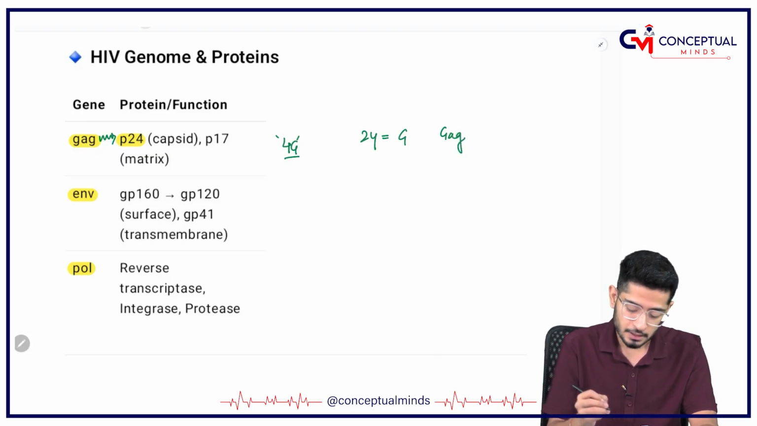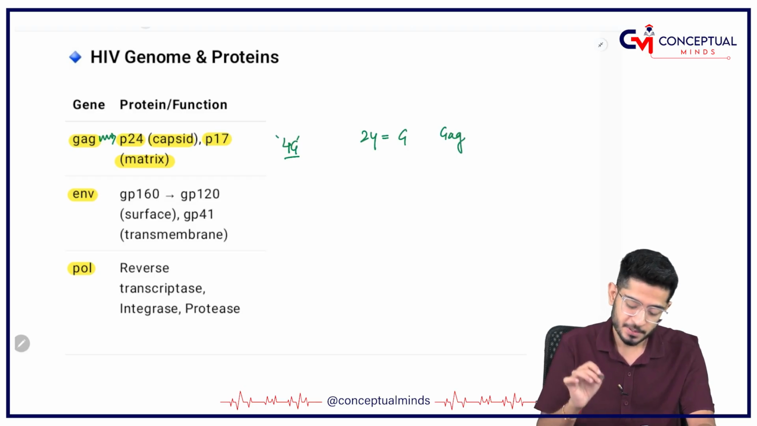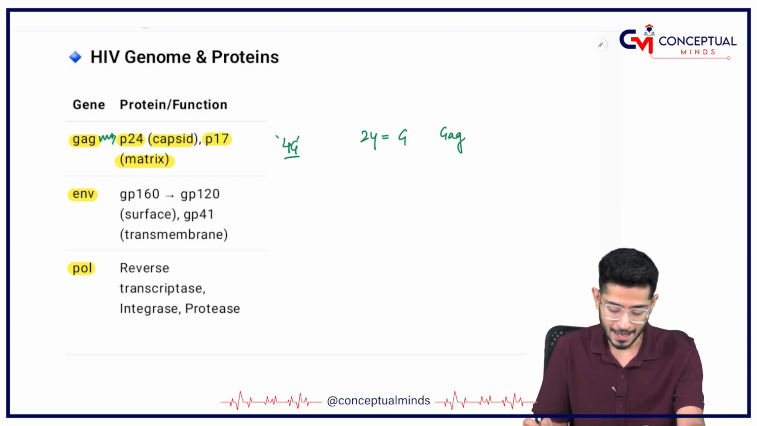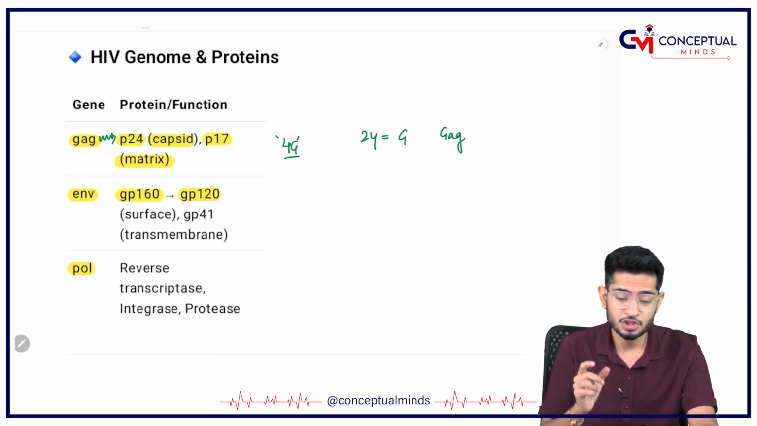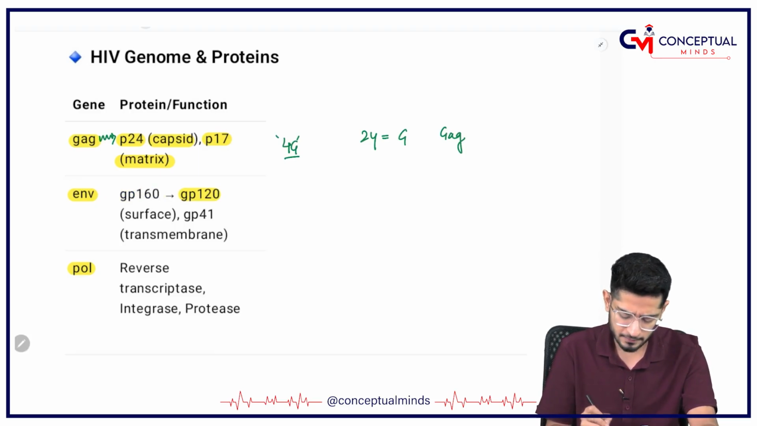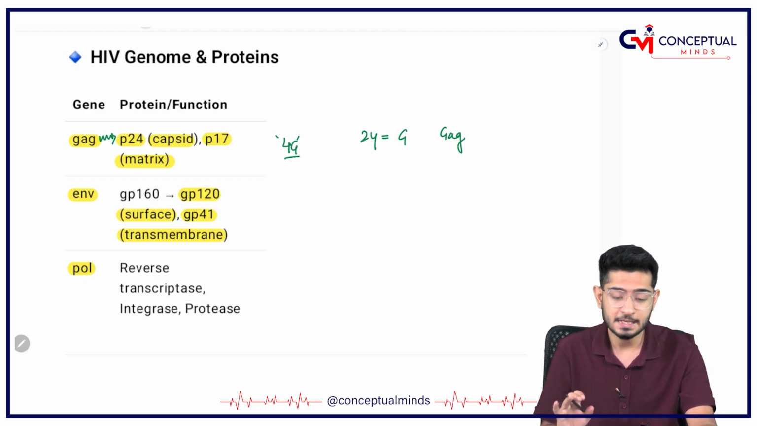That is further there in the capsid, and P17 is there in the matrix. So P24 is in the capsid, whereas P17 is there in the matrix. And after that, can you see ENV? ENV is having GP160, GP120. So GP120 is there, leave GP160. GP120 is on the surface, and GP41 is the transmembrane protein encoded by the ENV gene.